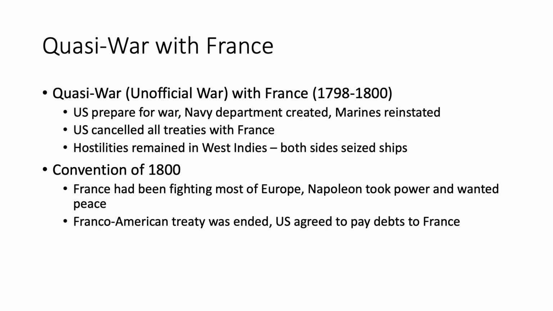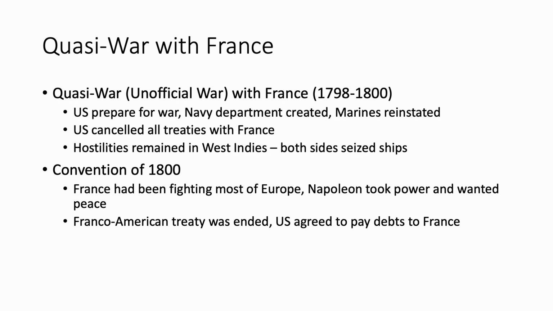So then we get involved in a quasi-war. It was an unofficial war with France. The U.S. started to prepare for war. We created a Navy department. The Marines were reinstated. The U.S. canceled all treaties with France. And then that ultimately came to nothing.